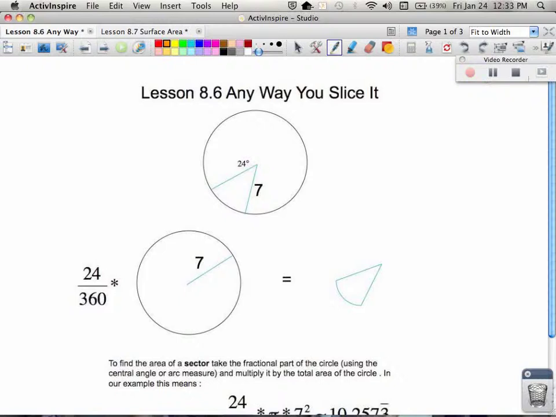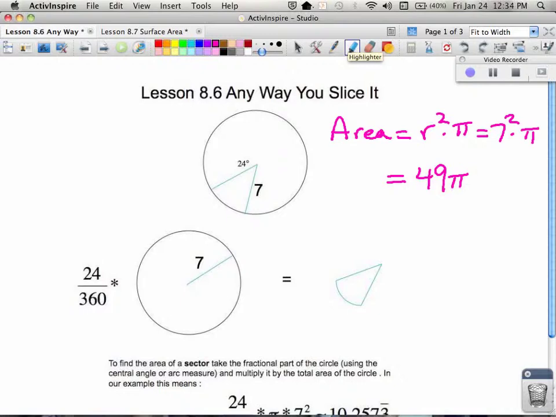So here what we notice is that we have a circle with a radius of 7. Now if I wanted to find the area of this circle, the normal area would be the radius squared times pi, or in other words, 7 squared times pi, which we learned in the last unit was 49 pi. Now that's for the whole area, you guys. That means I want everything inside of this circle. And so the area formula talks about this whole circle.